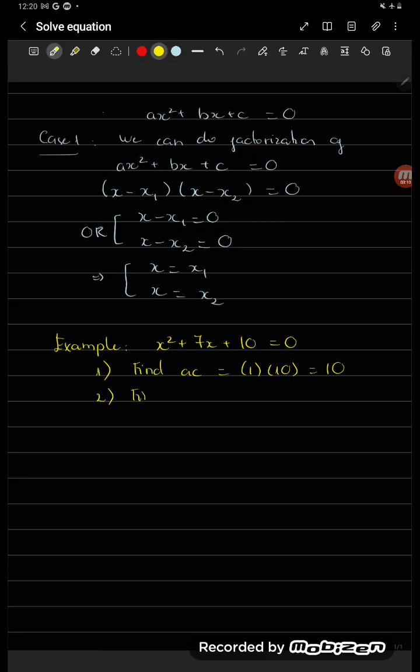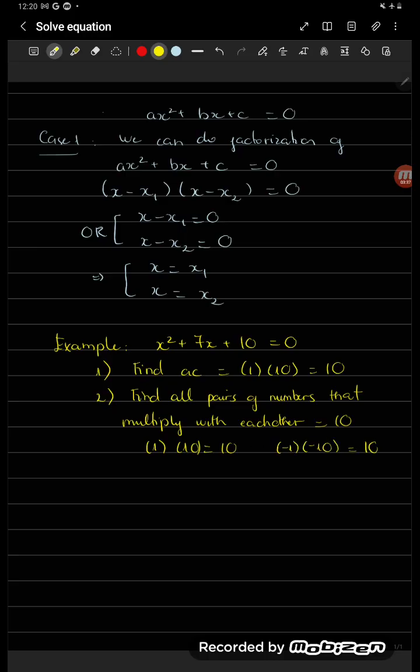And then find pairs of numbers that multiply with each other equal to 10. So we'll have 1 times 10 equal to 10. We have negative 1, negative 10 times each other equal to 10. We have 2 times 5 equal to 10. We have negative 2, negative 5 times each other also equal to positive 10. So we have 4 pairs.